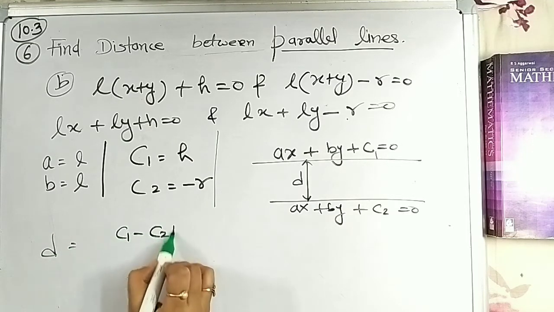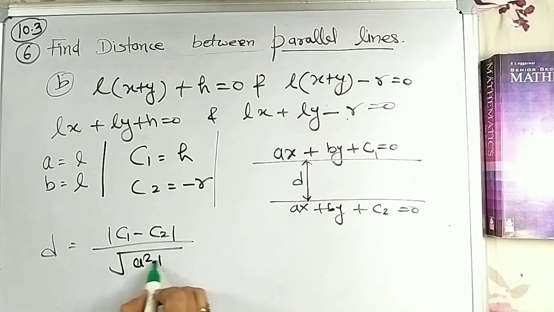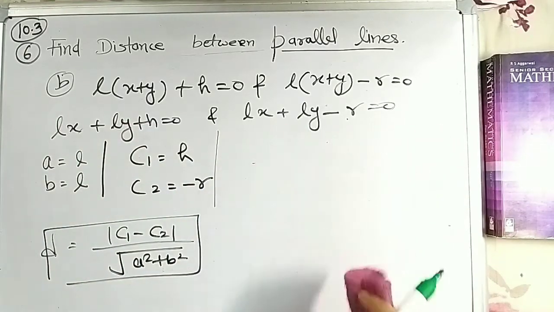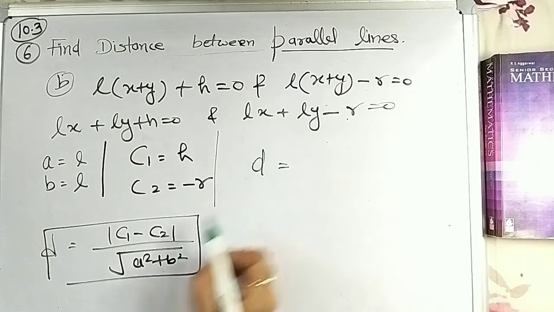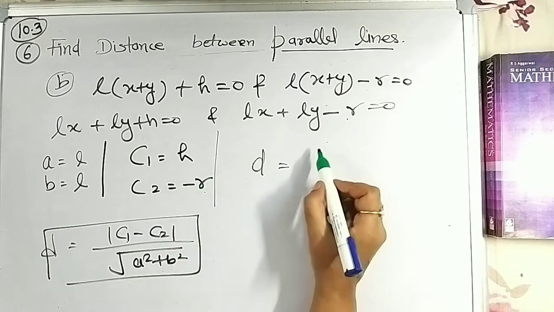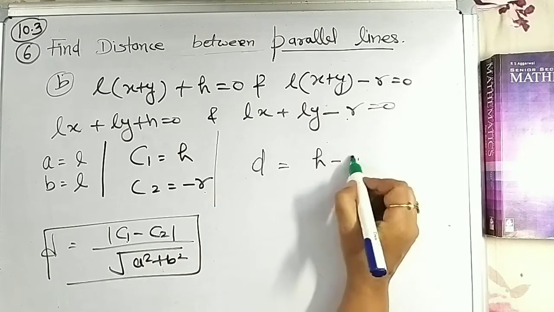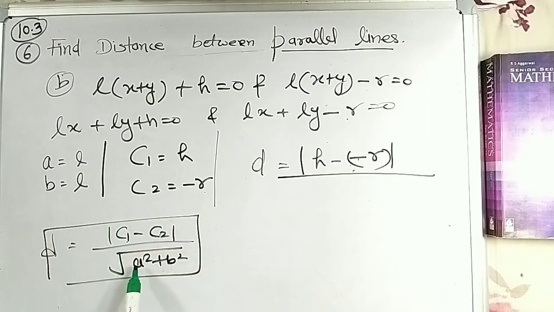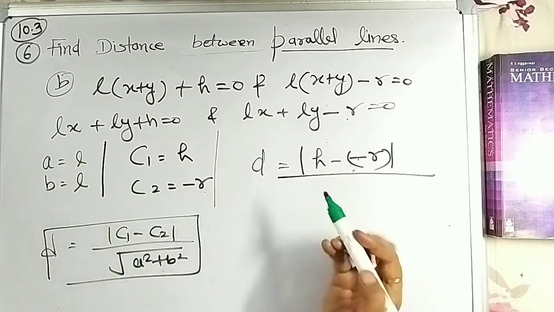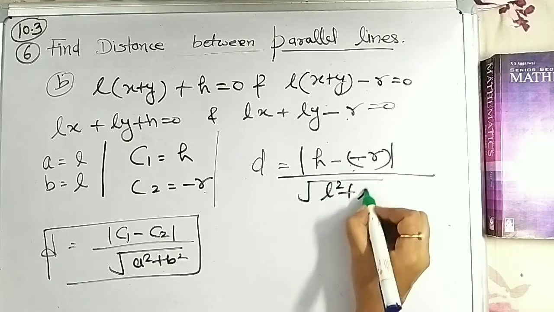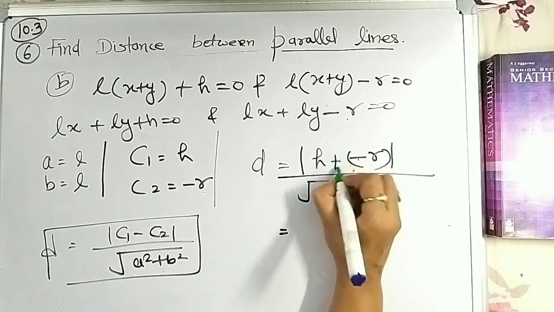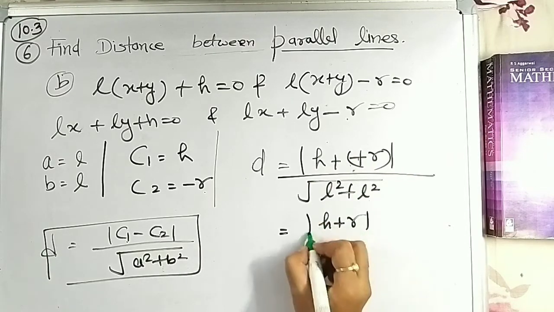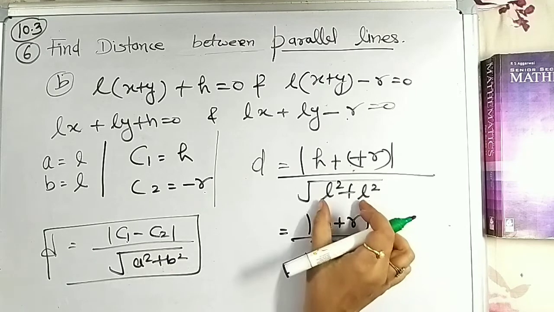It is mod of C1 minus C2 by root of a square plus b square. This you have to mug up, guys, somehow. You have to memorize this. So let me calculate C1 minus C2, which is this minus this. So mod of h minus of minus r by root of a square plus b square. And what is a and b? It is this. So it will be root of L square plus L square, and this will become plus. So it is mod of h plus r by root of 2 L square.